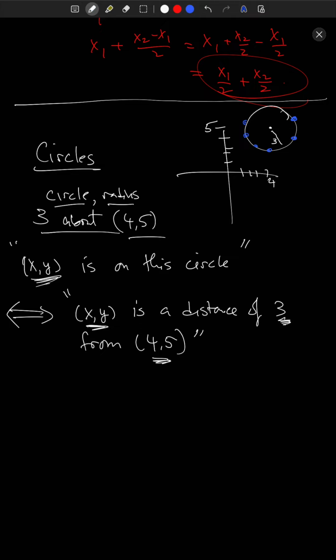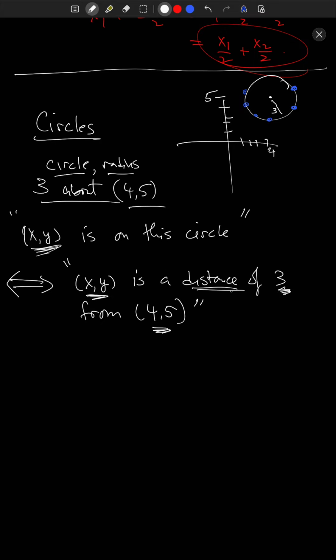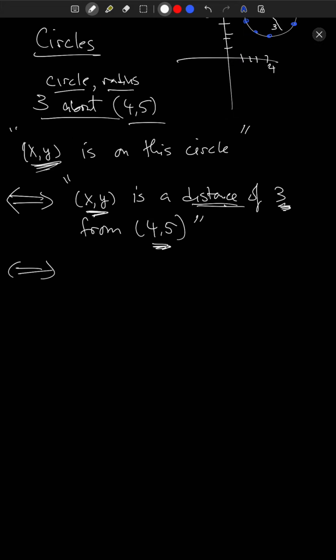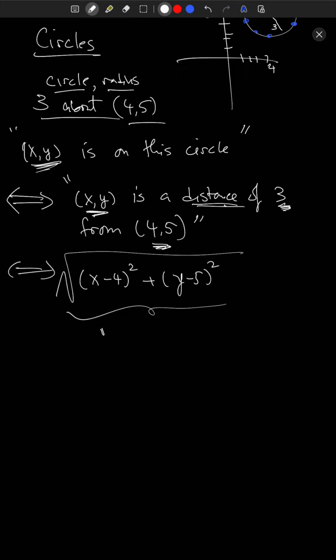All right, so to be on the circle means you have a distance of, in this case, 3 from the center, 4, 5. Now this is the key point, because I know distance formula. So what does that mean? (x, y) is a distance of 3 from (4, 5) literally means the square root of (x minus 4) squared plus (y minus 5) squared, that's the distance, right? Let me put this in quotes. Distance from (x, y) to (4, 5).